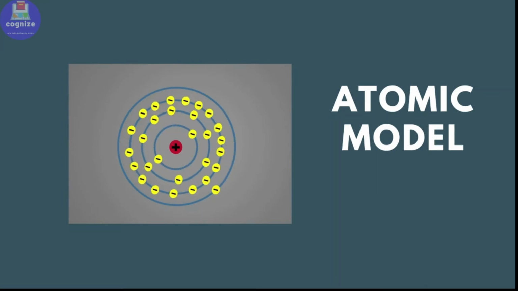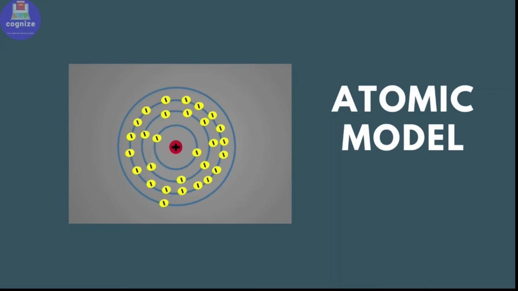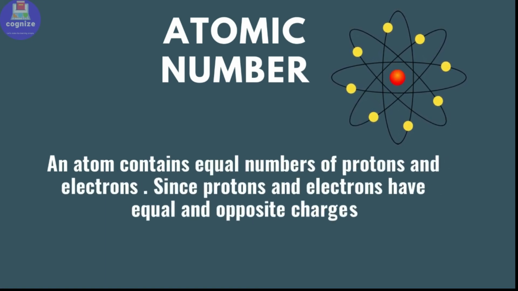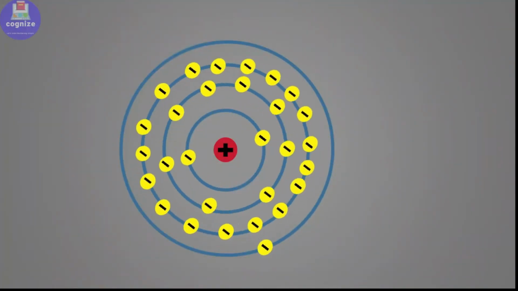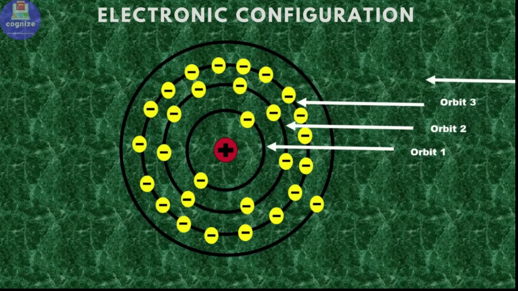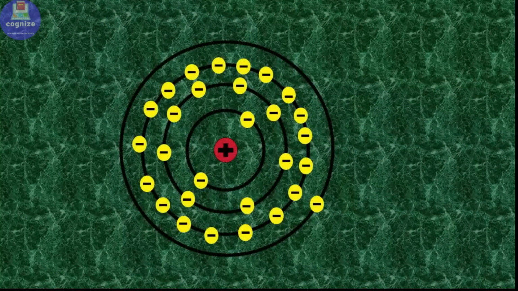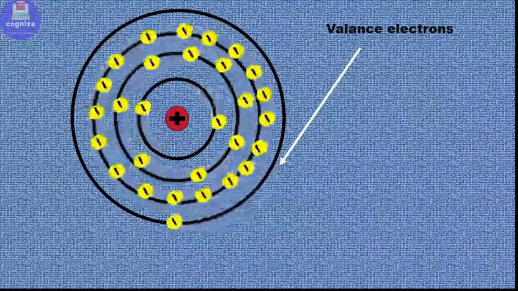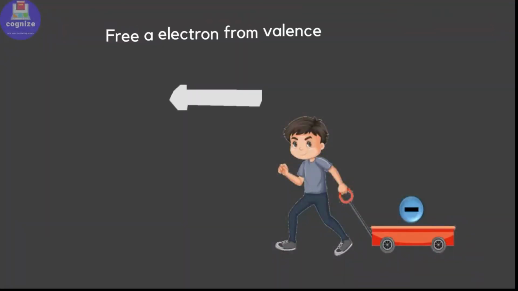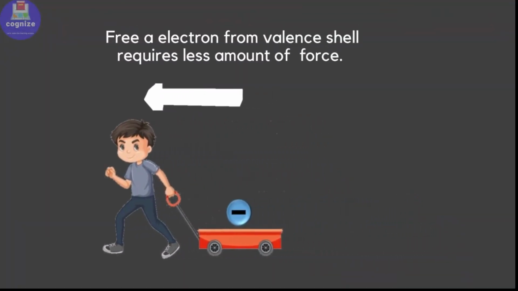Consider an atomic model of an element. Here the number of protons in the nucleus is equal to the number of electrons revolving around it. Electrons orbit at different distances from the nucleus according to the rules of electronic configuration. Electrons closer to the nucleus feel a much stronger attraction to the center compared to the distant orbits. The outermost electrons are called valence electrons, and freeing electrons from here requires the least amount of force.